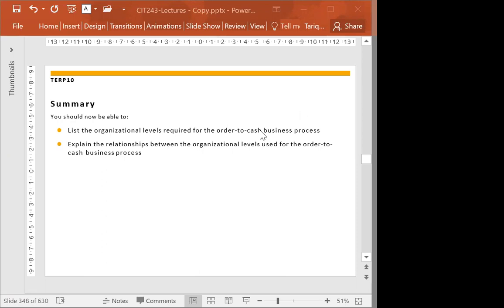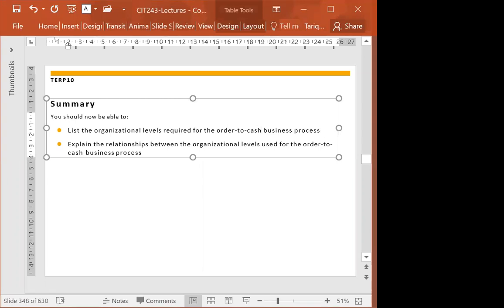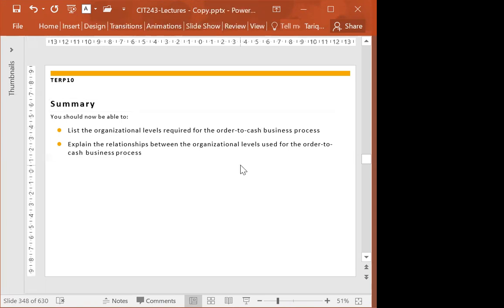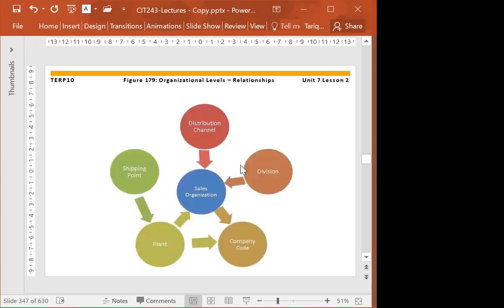Sales organization, distribution channel, plant. Sales area is a combination of sales organization, distribution channel, and division. So these three make the sales area. Okay, let's go back and see what we missed. We have a sales organization, a distribution channel, a division, and a company code. Company code is missing.